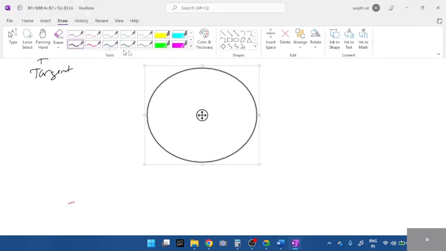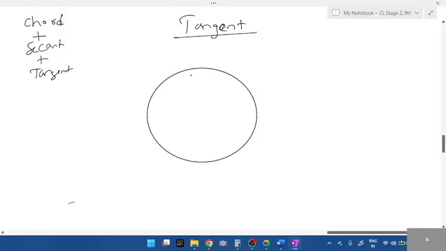A tangent will never enter inside the circle. It will never enter inside. It's a straight line which touches only outside the circumference. Just one point like this. Only one point will touch the circumference, students. This is known as tangent.